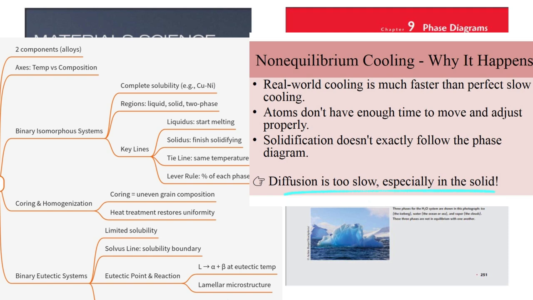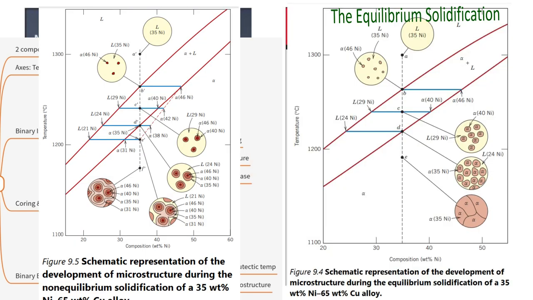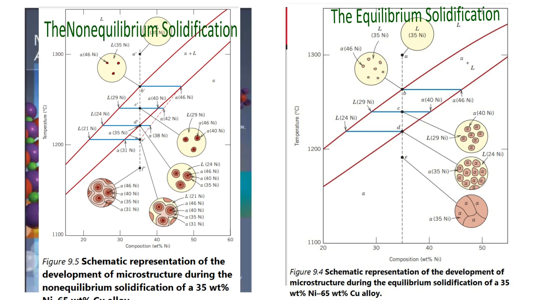Let's say you're cooling that 35% nickel, 65% copper alloy from a completely liquid state. As it cools down, the first solid that forms will have a higher nickel content than the remaining liquid. But as more solid forms, the nickel content of the solid should decrease because the liquid is becoming richer in copper. But if you cool it down too fast, those nickel atoms don't have time to move around and even out the composition. So the solid ends up with a kind of uneven composition.